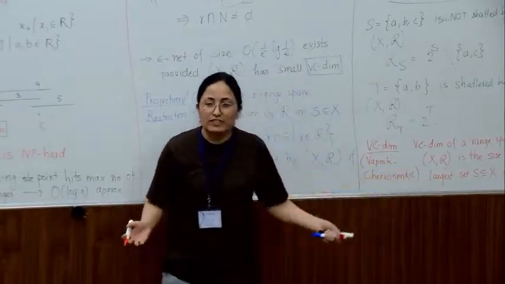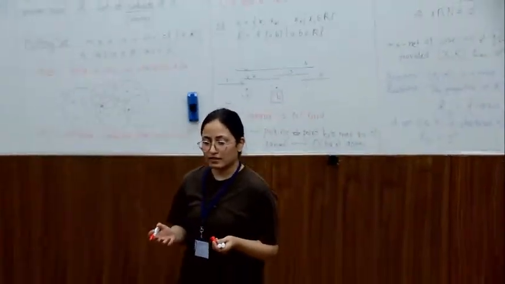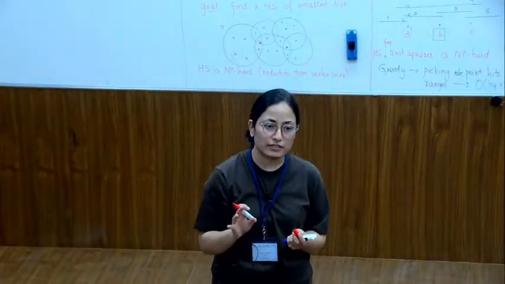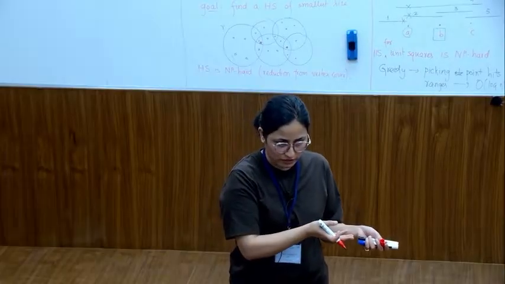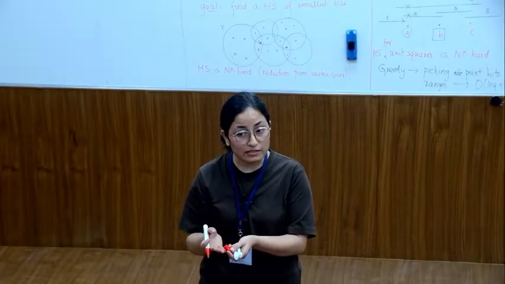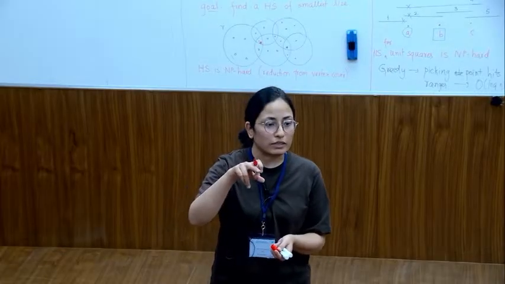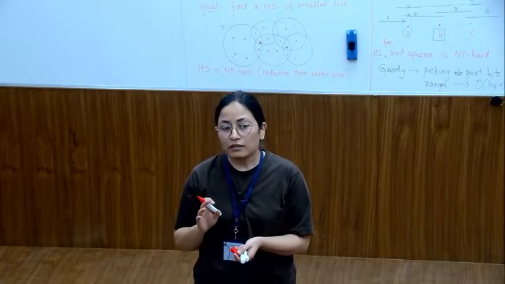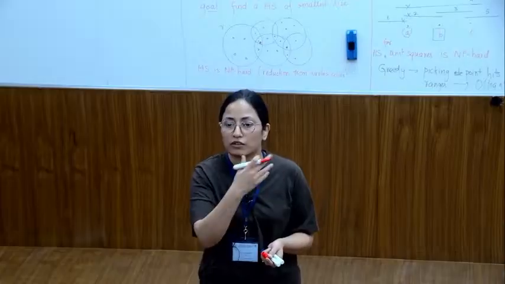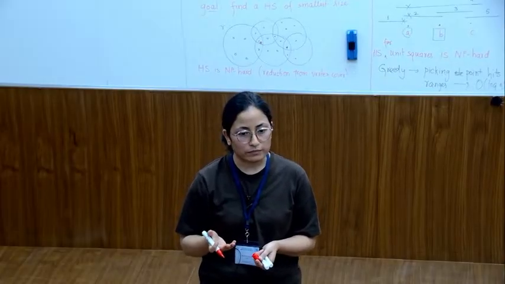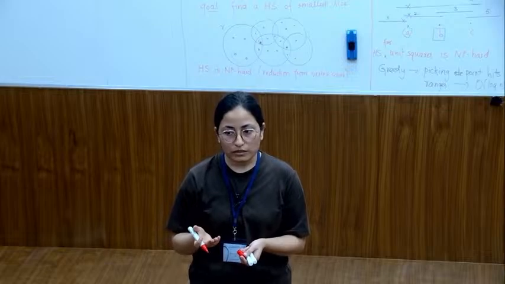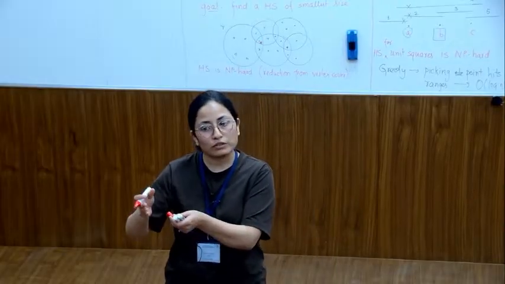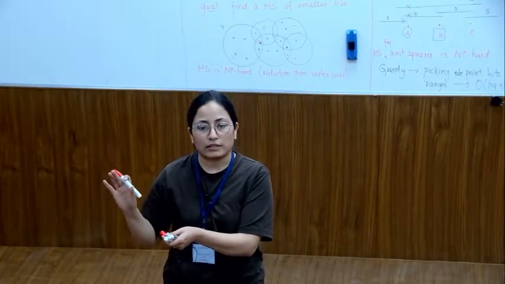If you can show that your range space can shatter a set of size k, then it can also shatter sets of smaller sizes. That means the VC dimension has to be at least k. But to upper bound it, to show that the VC dimension cannot be more than k, you have to show that the range space cannot shatter any set of size k plus 1. Okay. For the lower bound, you have to show the existence of some set, but for the upper bound, you have to show that no larger set can be shattered.